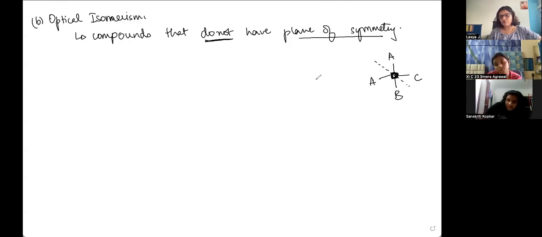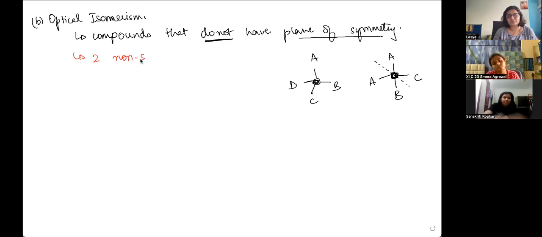But if all four groups that are bonded are completely different from each other, suppose we have A, B, C, D, then this does not have a plane of symmetry. This particular compound does not have a plane of symmetry. Now, what is important is that because you don't have a plane of symmetry, this gives rise to two non-superimposable mirror images.